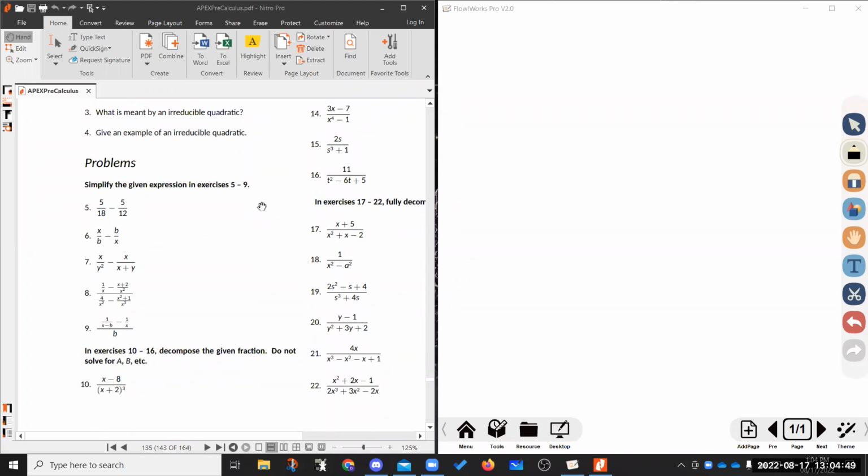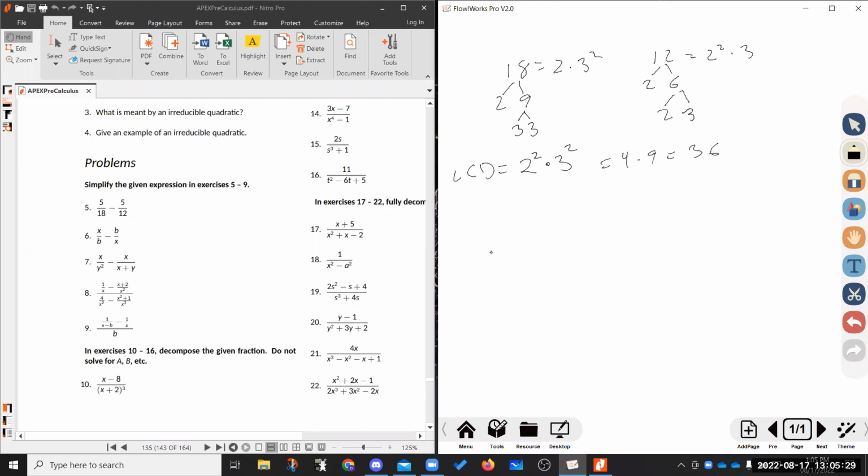Simplify the given expression in exercises 5 through 9. So this is just going to be reminding you how to make a common denominator. Let's go over this though. We have 18, which factors into 2 times 9, which is 2 times 3 squared. 12 is 2 times 6, which is 2 times 3, which is 2 squared times 3. That means that my least common denominator has to be made up of 2s and 3s. I'm going to be greedy and take the highest exponent off of each base that I see. So that means 4 times 9 is 36, my LCD.